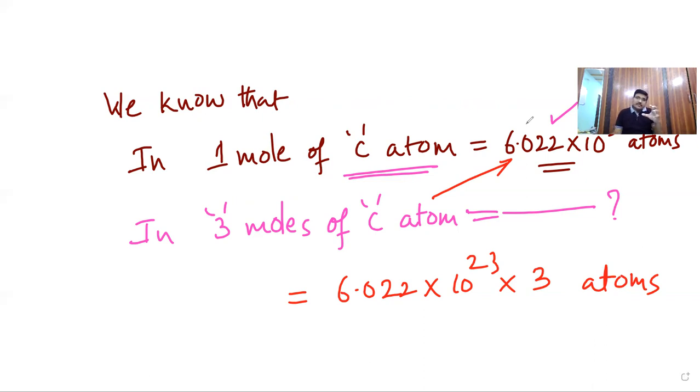Is it clear? What we have done in this: in the given 36 grams of carbon atom, first we calculated the number of moles. In the second step, we know that 1 mole of carbon atom is equal to Avogadro number of atoms. In the given quantity there are 3 moles. In 3 moles of carbon atom, the quantity is simply Avogadro number multiplied with 3 moles. That is so many atoms. Is it clear?